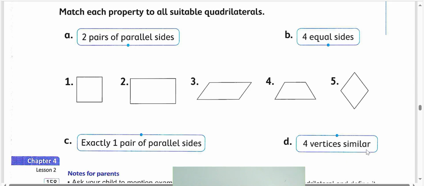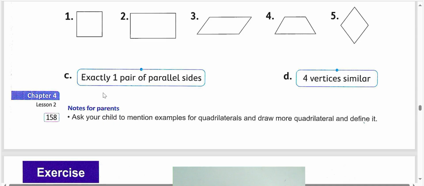4 similar vertices. 4 similar vertices about what? About the rectangle and the square. The rectangle and square have here 4 similar vertices. That means the measure of each vertex is 90 degrees. So I say the angles are equal, the measure of each one equals 90 degrees.